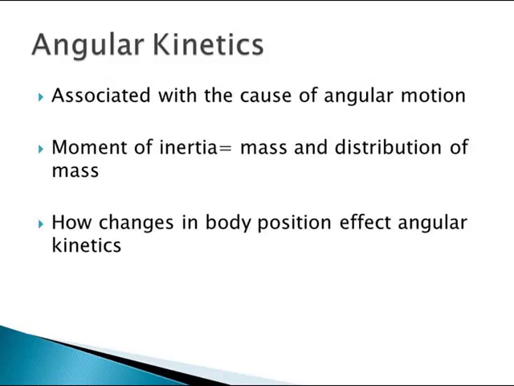Angular kinetics become relevant to sprinting due to the associations with the cause of angular motion. Knowing and understanding the cause of angular motion, in this sense moment of inertia, or mass and distribution of the mass, can actually affect the sprinting technique and how successful the athlete can be, due to his or her mass, its distribution, and the force that can be generated into the ground. So in a sense, changes in body position affect the overall sprinting outcome.